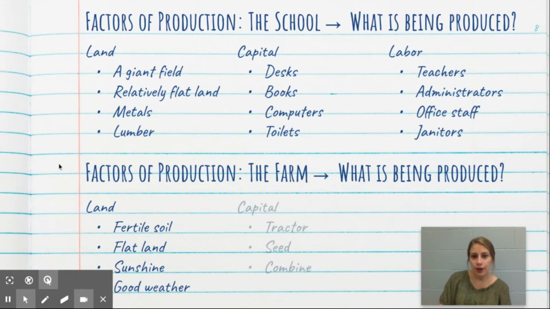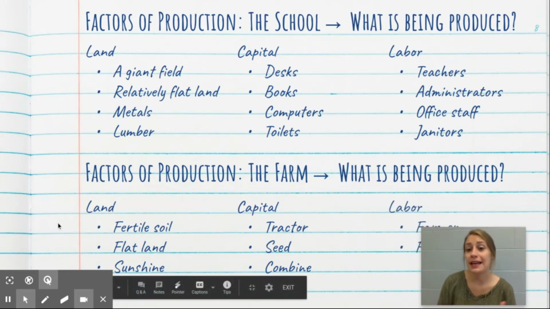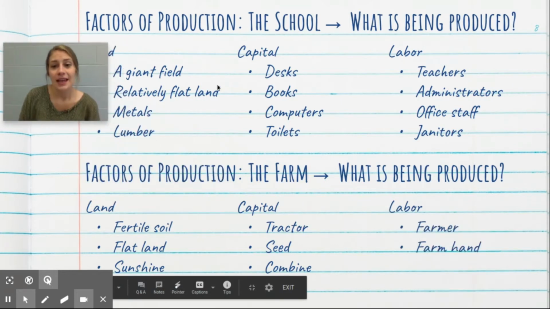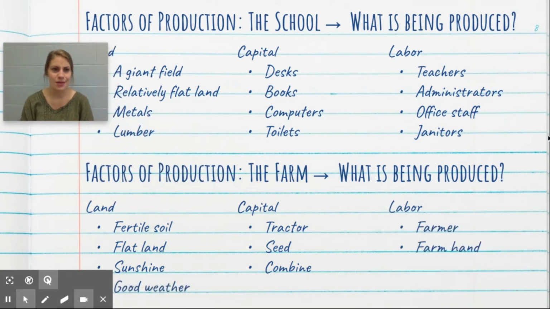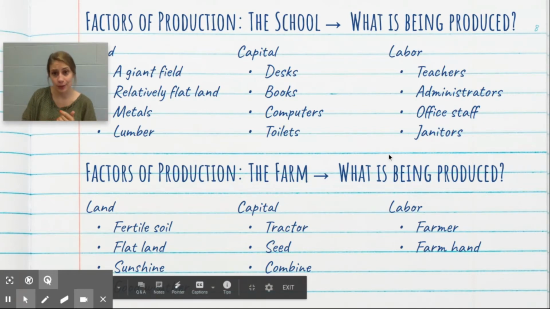We are also going to need tractors, we're going to need seeds, we're going to need combines, we're going to need those things that are going to help us plant the plants, plant the seeds, and help us harvest them when it comes time. And then, of course, the labor used for that are the farmers and the farm hands and those who are helping us produce the food and get it to production so that it can get out to the everyday consumer.